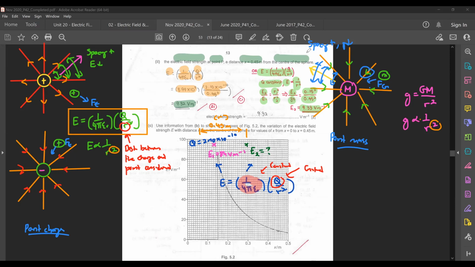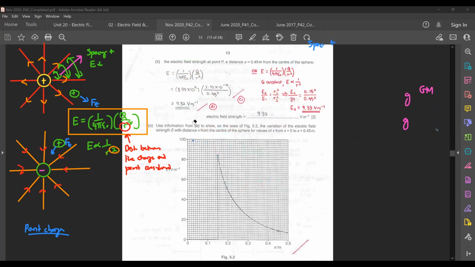Okay. So this one, let me just rewrite this. If I say it as E2 to E1 equals 1 over R2 squared to 1 over R1 squared, that's how I got this. All right. So you have that, which should be okay. Just use whichever method that you feel is easier for you.